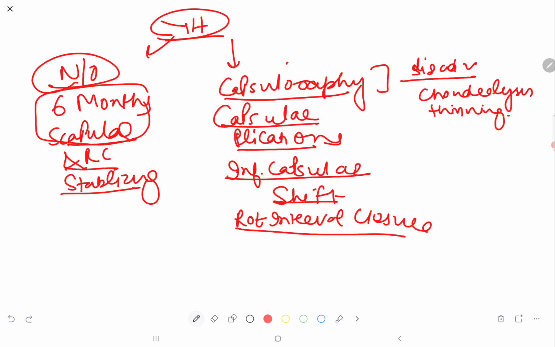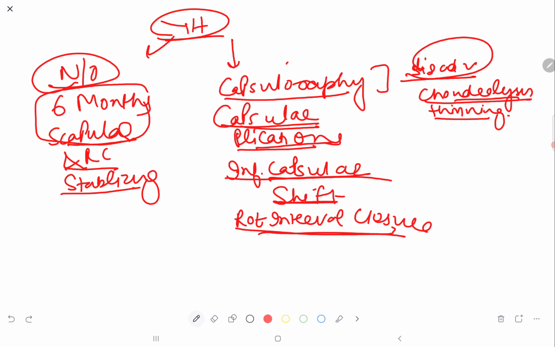These 4 options. Capsulorrhaphy is contraindicated these days and is not done because of its disadvantages. That is chondrolysis or thinning of the capsule due to the thermal cautery we use. Chondrolysis and thinning. And also we have risk of AVN, etc. And axillary nerve injury can also occur due to the cautery. And we have the option of capsular plication, inferior capsular shift, and rotator interval closure.